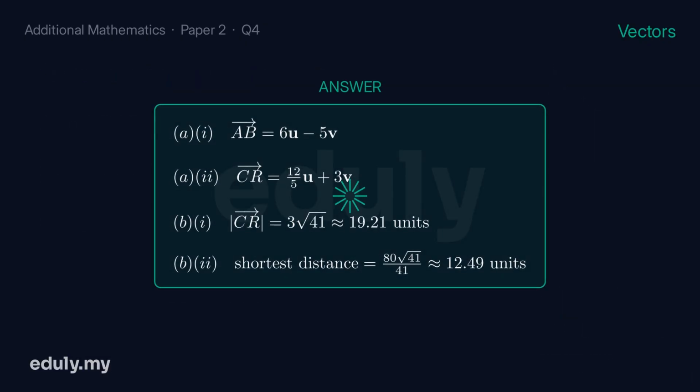Final answers. AB is 6u minus 5v. CR is 12/5 u plus 3v. The length of CR is 3√41, about 19.21 units. And the shortest distance from A to CR is 80√41 over 41, about 12.49 units.